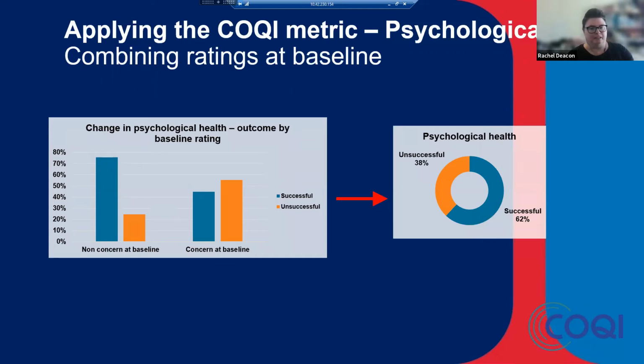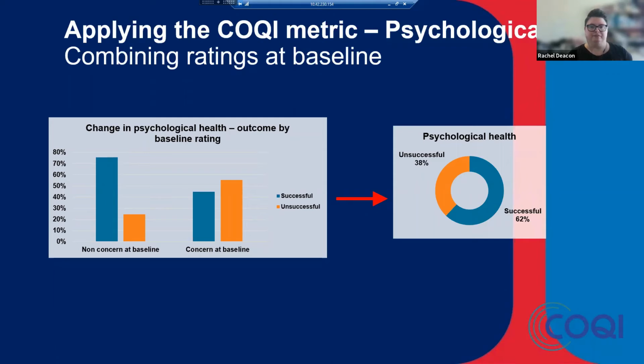And finally, similarly to alcohol, combine those successful and unsuccessful outcomes, and then combine the 2 groups of clients, whether there was no concern at baseline or concern, into the one item. And then the chart on the right there is showing for psychological health for this group of 108 patients, comparing their baseline and follow-up ATOP scores. Did they have a successful outcome on psychological health or an unsuccessful outcome? And about 2/3 had a good outcome.